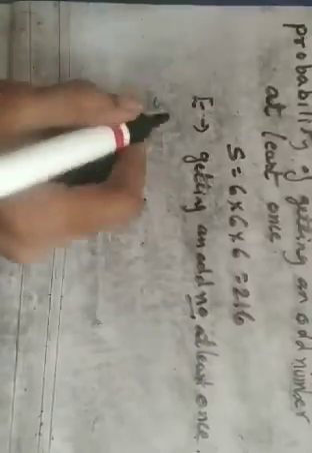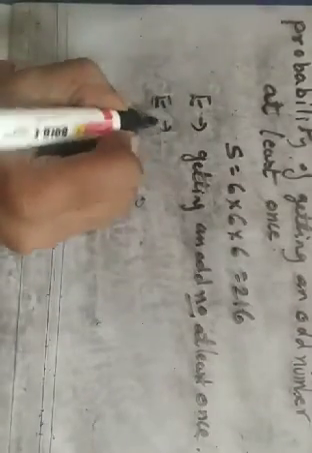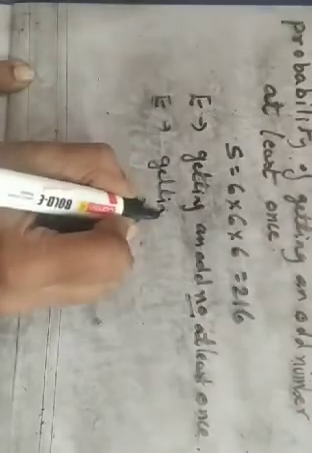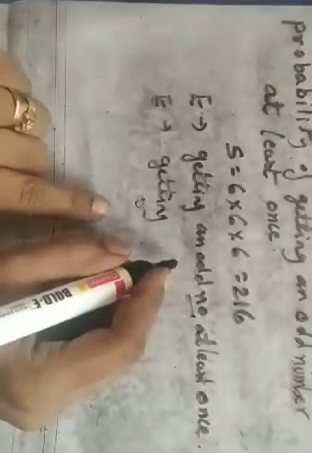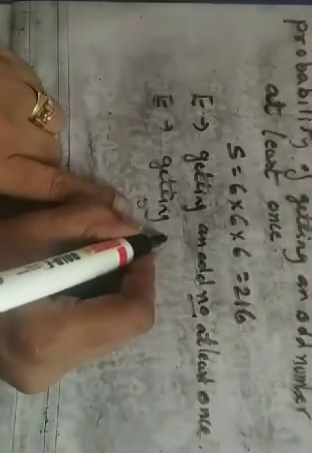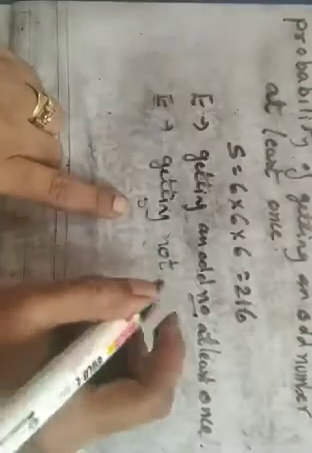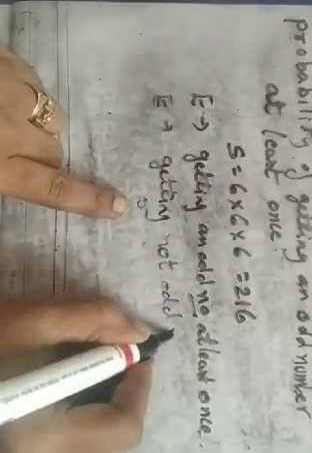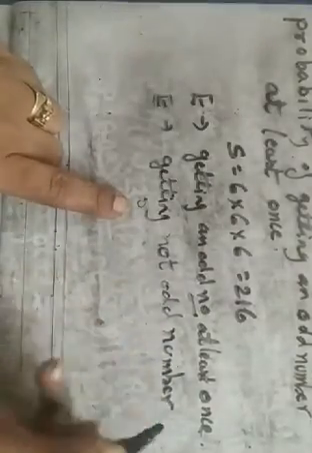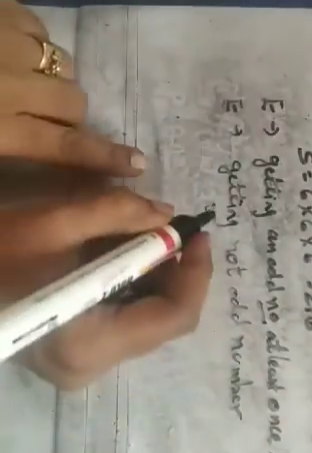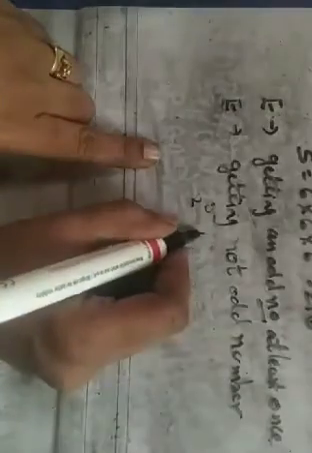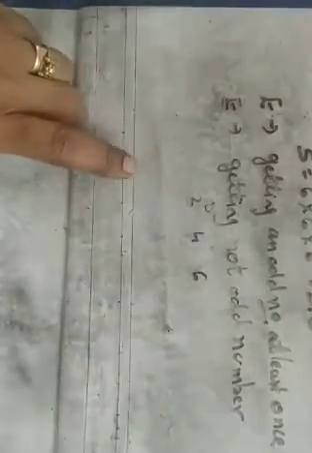Complement is nothing but what is not present in E. If an odd number is present in E, what will be the complement? Getting an even number, that is, not getting an odd number. Not an odd number is nothing but an even number. How many even numbers? 2, 4, 6, isn't it? 2, 4, 6 are the possibilities.